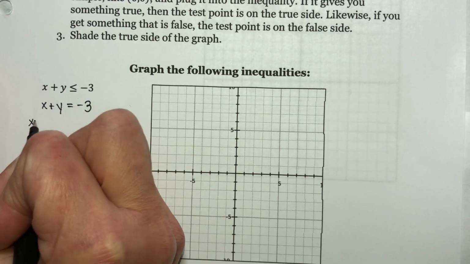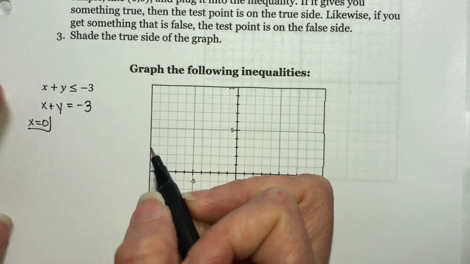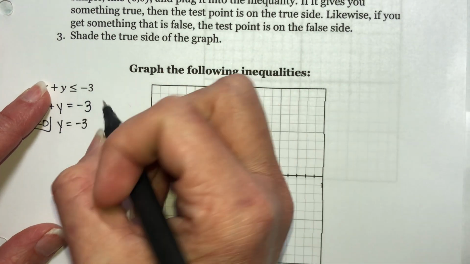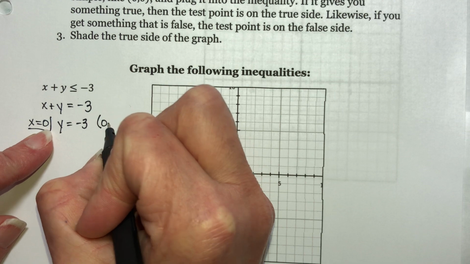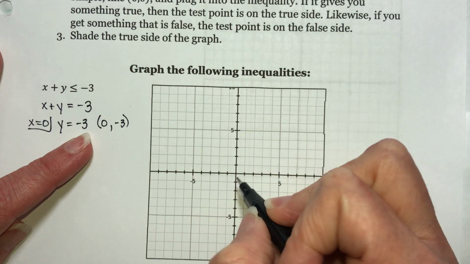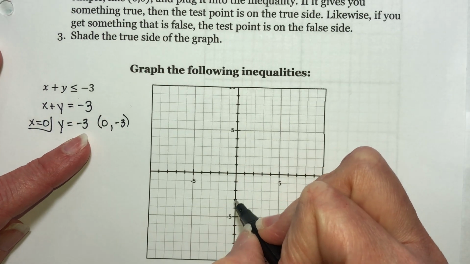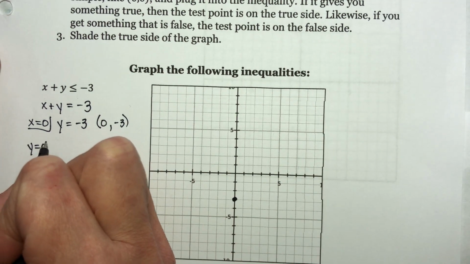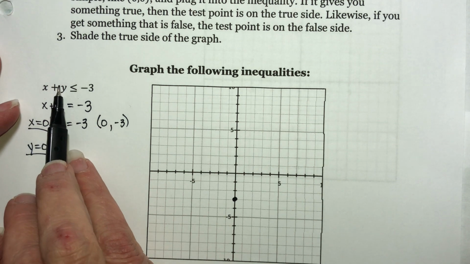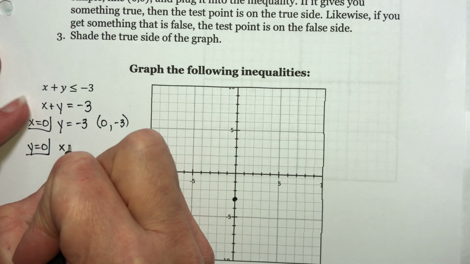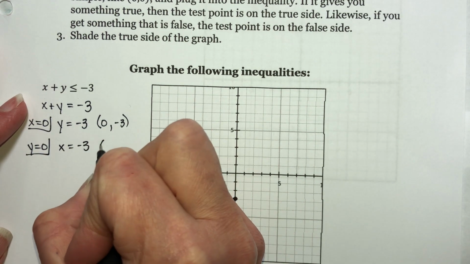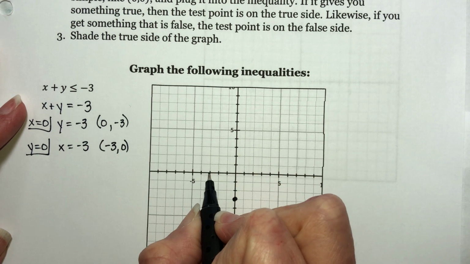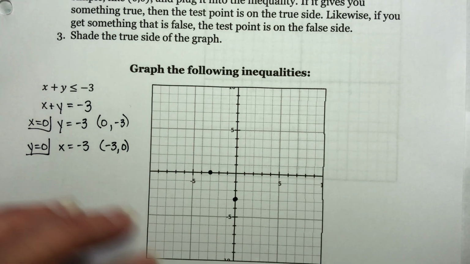Okay, so let's say x is 0. If x is 0, that x goes away, and my y equals -3. So that means I have the point (0, -3). 0, 1, 2, 3, -3. It's right here. Now I'll say y is 0. That means that y goes away, and I have x is equal to -3. So that would be the point (-3, 0). (-3, 0) would be right here.